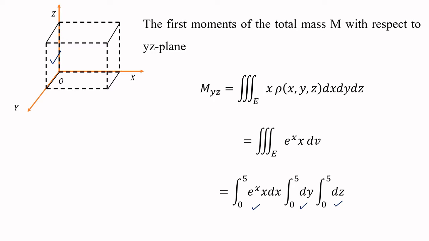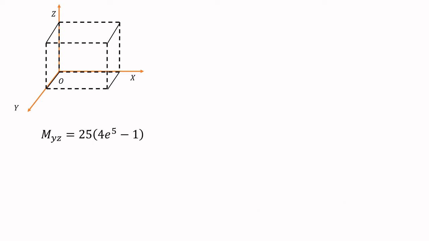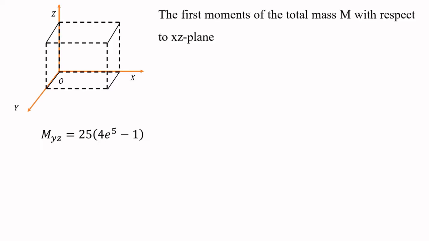By integration by parts, that you can apply here, and what we get as a result is 25 times (4 e to the power 5 minus 1), that we get as the moment about the yz plane. These things again we must remember, so I have written them here. Now the moment about the next plane.